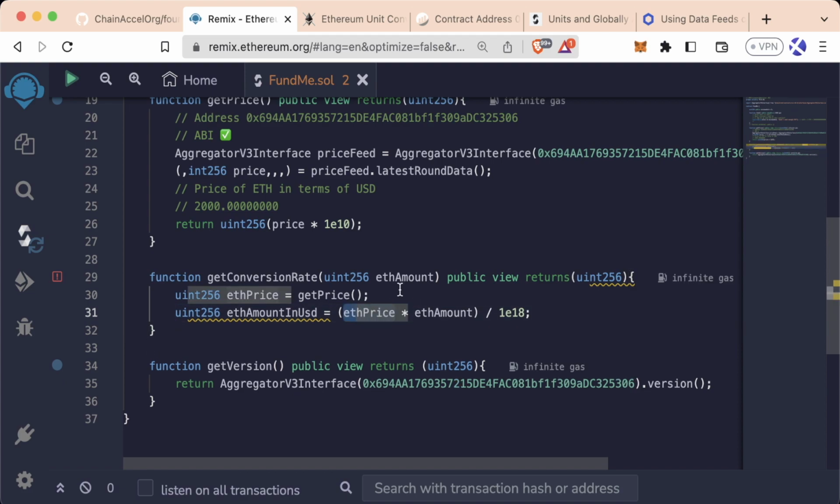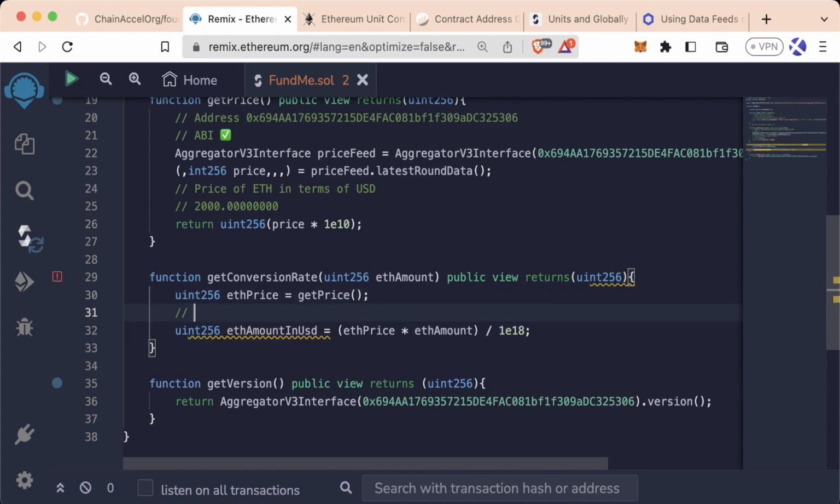An important rule with working with math in Solidity is you always want to multiply before you divide. The reason for this is since, again, only whole numbers work in Solidity, if you were to do 1 divided by 2, you would end up getting 0. So you always want to multiply first.